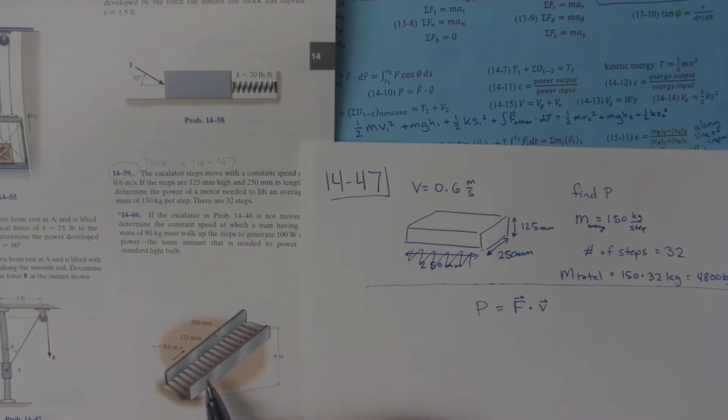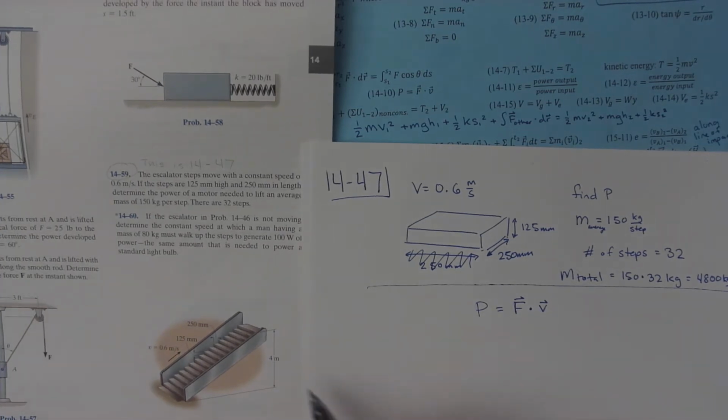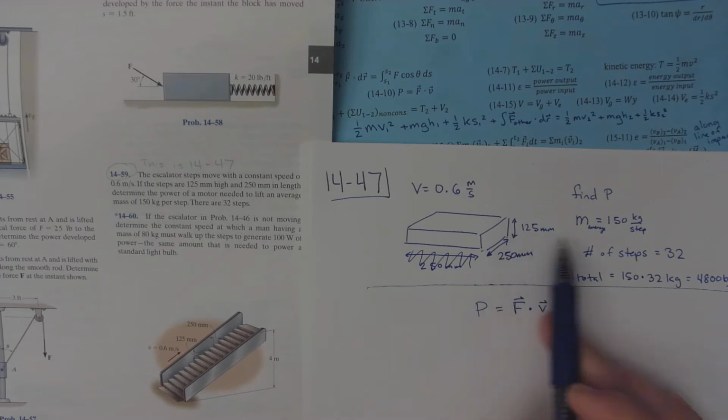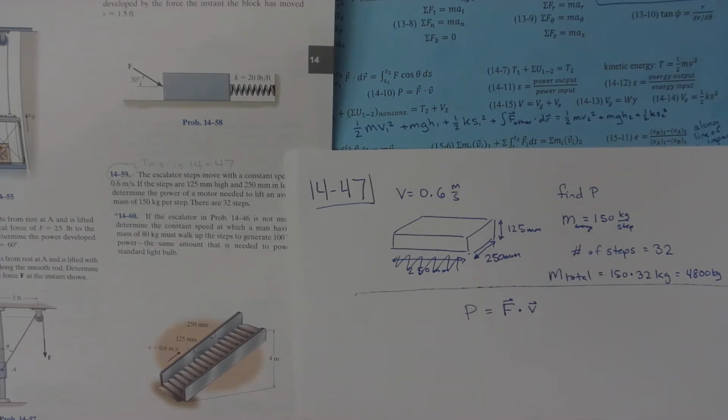We have the velocity here, and we could have figured out this height on our own without the diagram. I don't even know that we need the height, but that should be 125 times 32 to give us the total height, which would give us 4,000 millimeters, which is 4 meters. So that looks good.